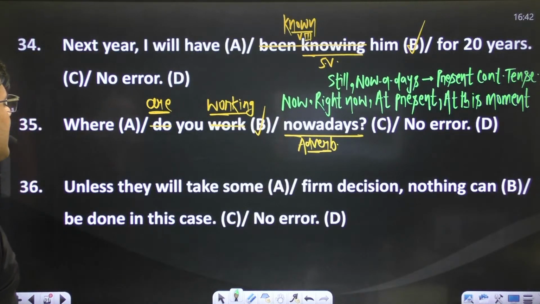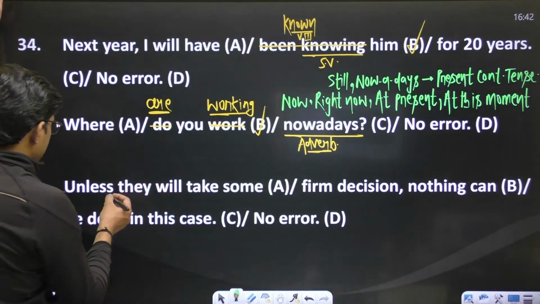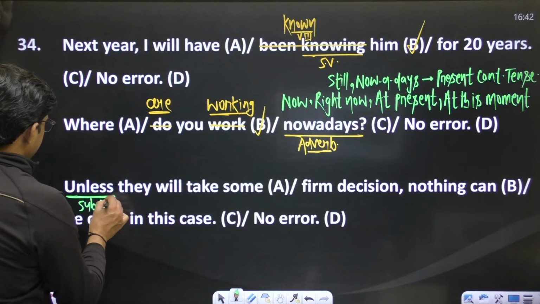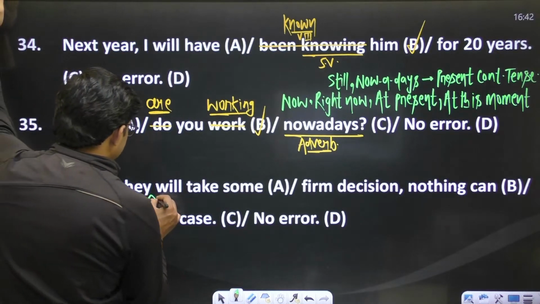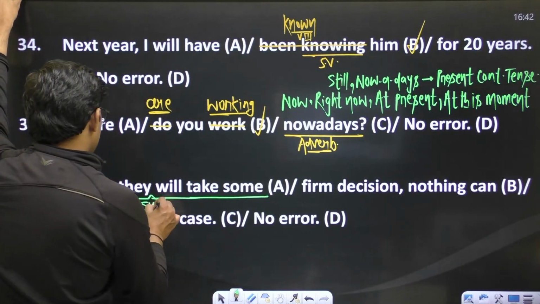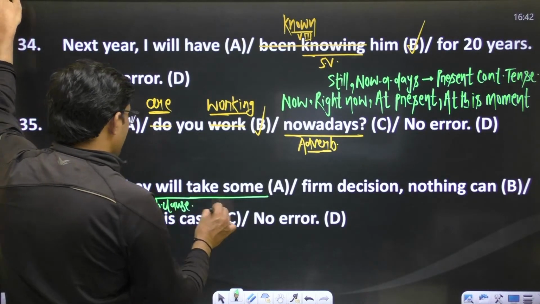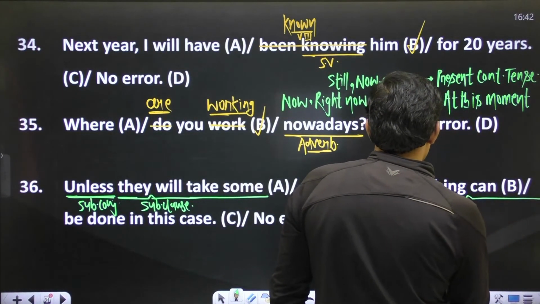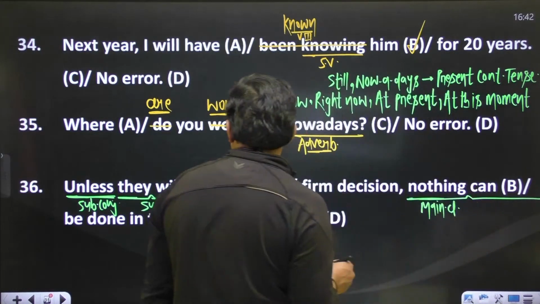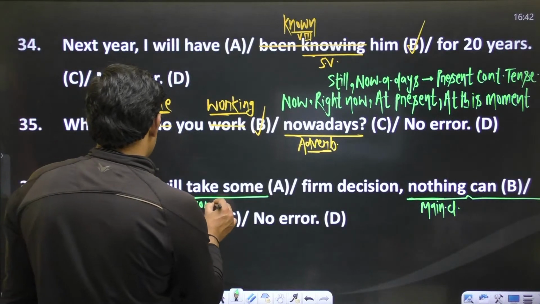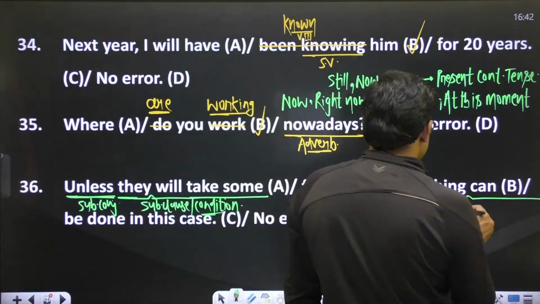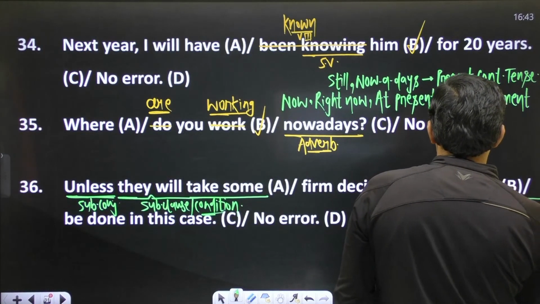Unless they will take some firm decision, nothing can be done in this case. Now make sure this is the open condition. This is a subordinate conjunction, and after this subordinate conjunction you will get a subordinate clause. And after this clause you will get a main clause or principal clause. In the subordinate clause the condition is always given, and in the main clause the result is given.